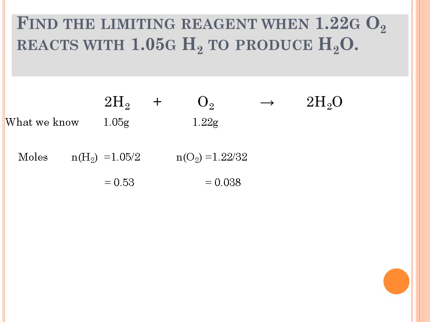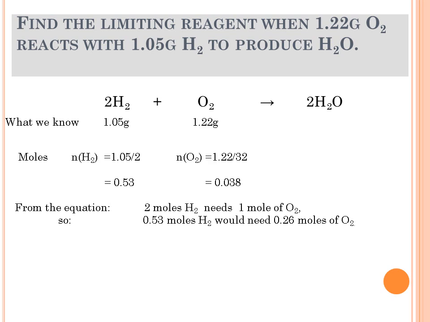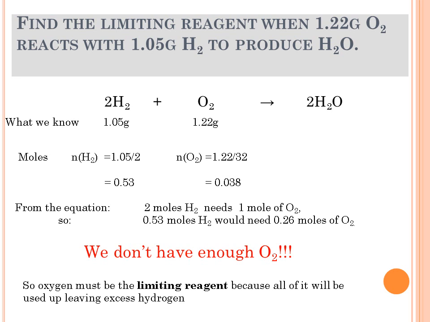The second step was to actually take the mole ratio. So we know that 2 moles of hydrogen needs 1 mole of oxygen to react with. So if we took our 0.53 moles of hydrogen, it would need 0.26 moles of oxygen. If we compare that to what we've actually got, we can see that we don't have enough oxygen. We've only got 0.038. So therefore, the oxygen is going to be our limiting reagent because it will be used up completely and we're going to have excess hydrogen left over.